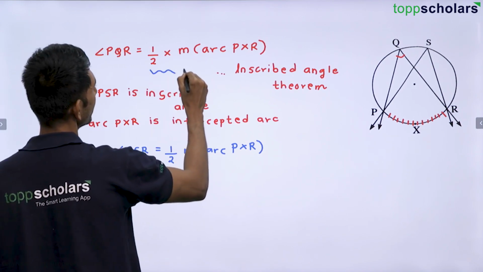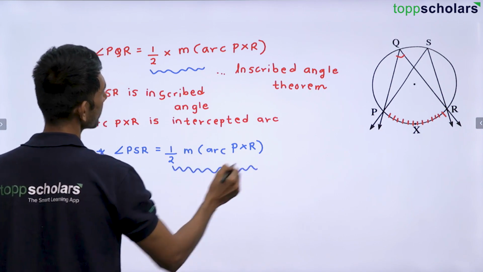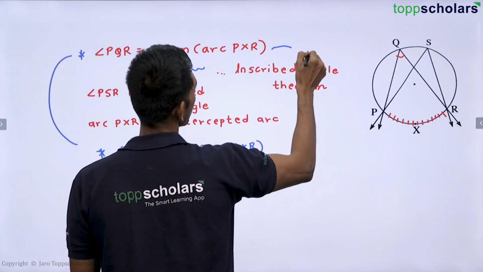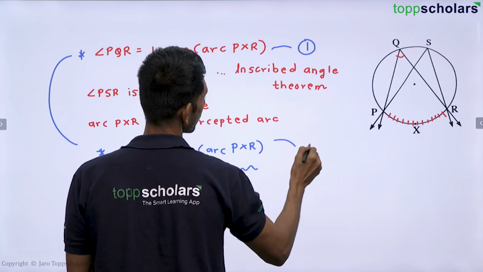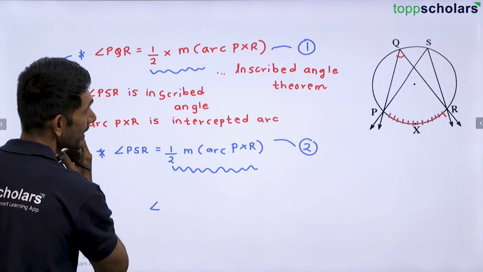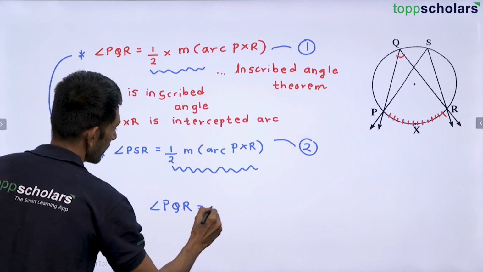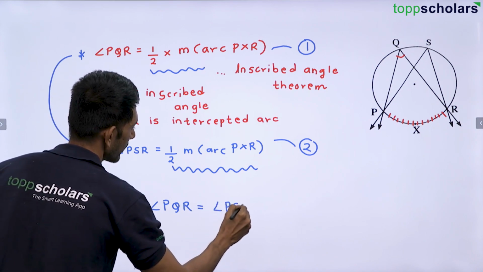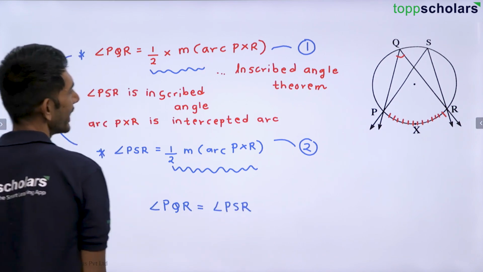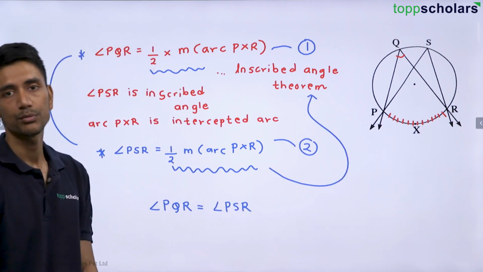On the right hand side, we have half of arc PXR, half of arc PXR. So if I call this 1 and this 2, can I say from 1 and 2, angle PQR is equal to angle PSR. This is from 1 and 2. And the reason for this is also inscribed angle theorem. I hope this is clear to you.